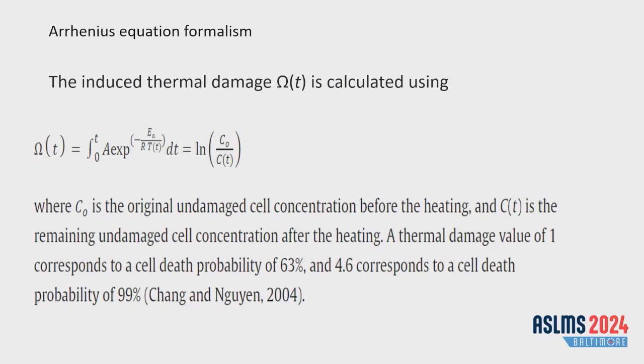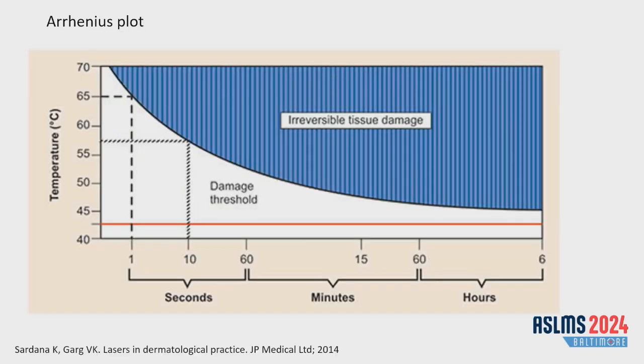This process is described by what's known as the Arrhenius equation. It's shown here, and it may look complex, but the idea is very simple: the longer you apply high temperature to a biological system, the more significant will be the damage to that system. And this plot shows how the temperature and duration of interaction affect the resulting damage to the tissue.